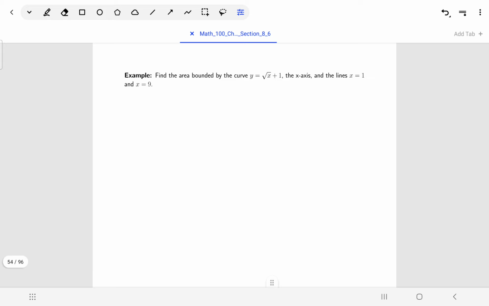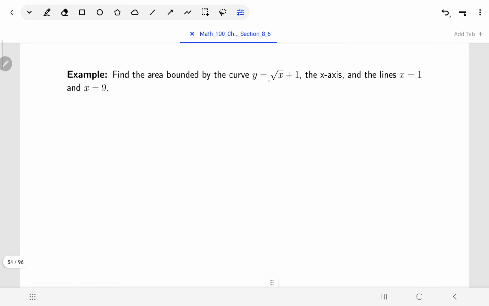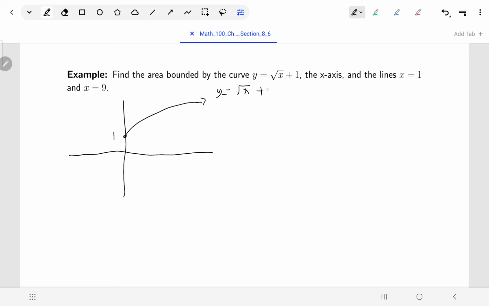Okay, one more little problem to look at, where it's an area problem. It's the curve bounded by y equals square root of x plus 1, the x-axis, and our lines x equals 1 and x equals 9. So just first off, if I did a little bit of a sketch, this is the square rooting function shifted upwards by 1. So it starts at 0, 1, and then sort of curves off to the right. That's our y equals root of x plus 1.